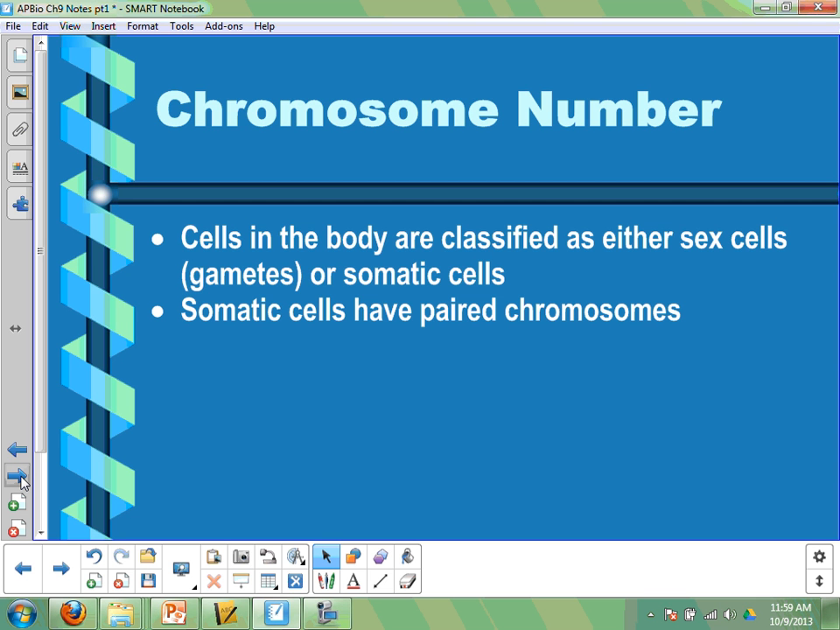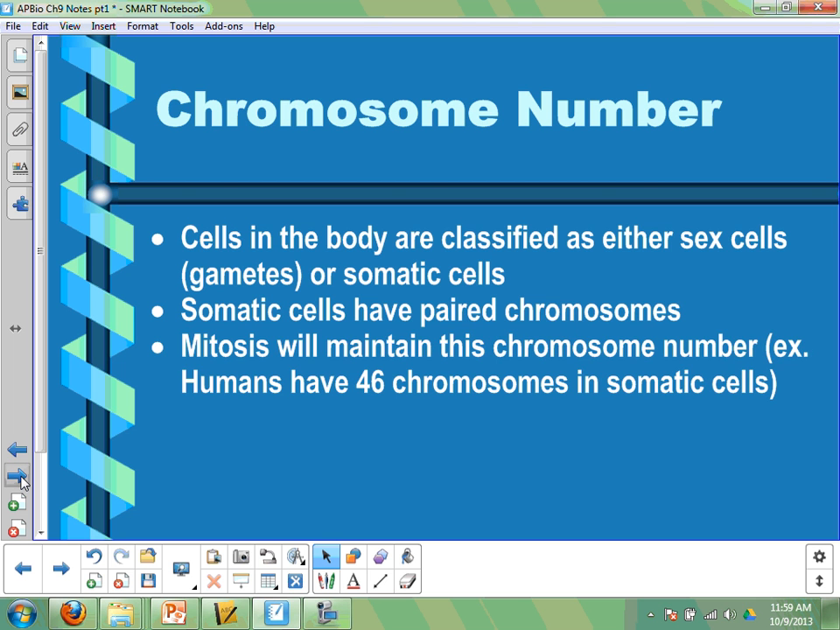All of your somatic cells have pairs of chromosomes in them. For every chromosome, there's a partner chromosome. And in mitosis, which we're going to be looking at here in Chapter 9, the whole concept of mitosis is to maintain that number of chromosomes in somatic cells and keep it the same from one cell to the next, and make sure we end up with an exact set of all the chromosomes being passed along.